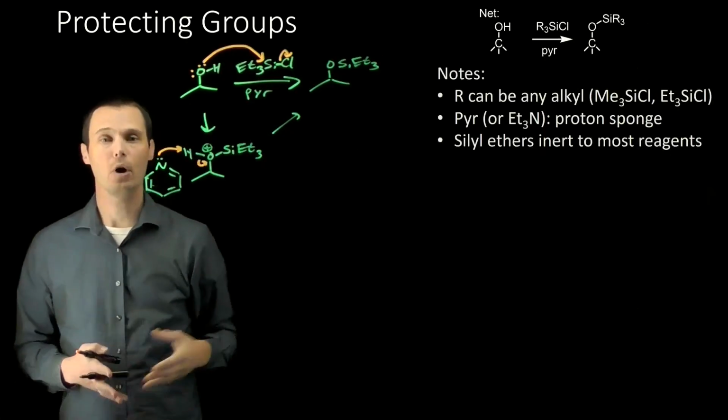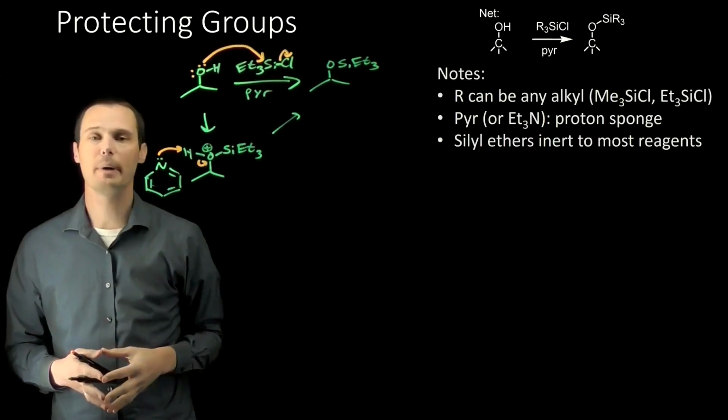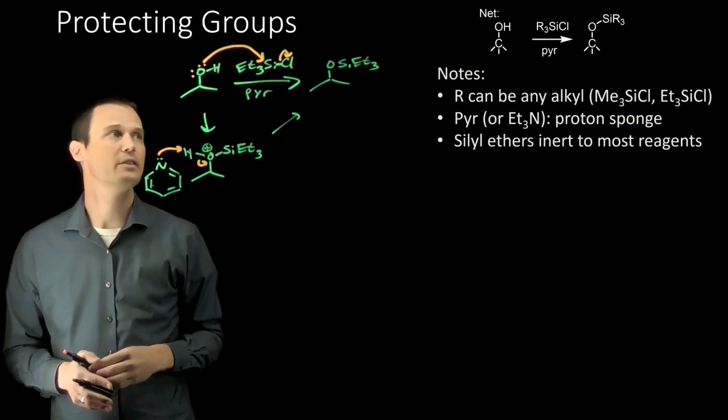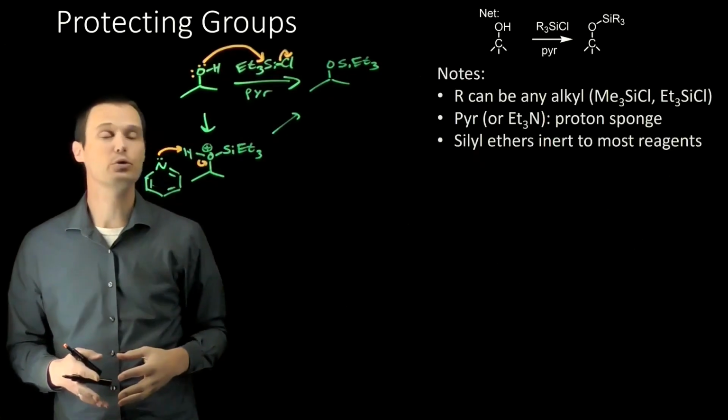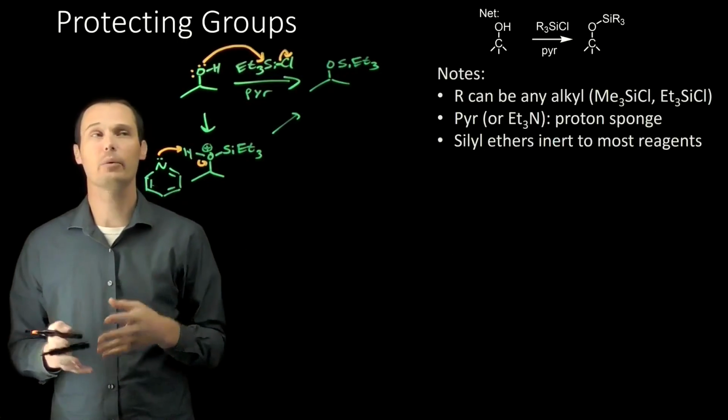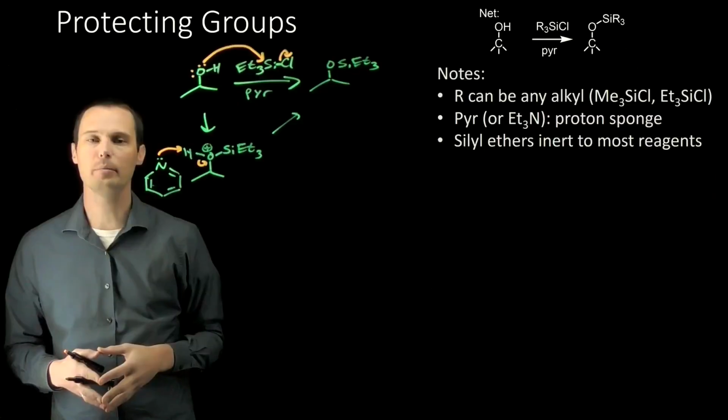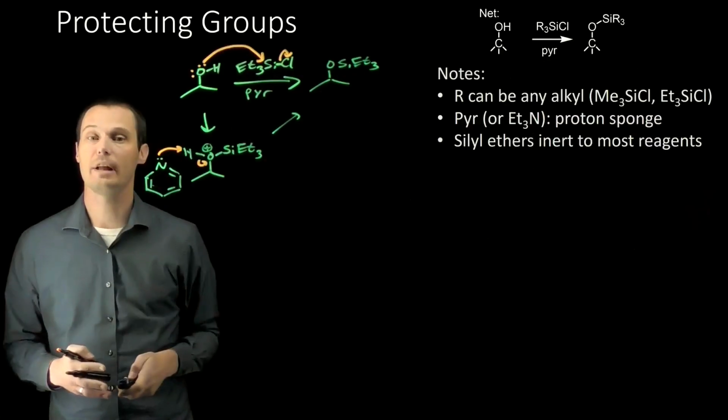This is now the protected alcohol. Notice that it does not have an OH bond anymore. It is not acidic. It does not have an acidic hydrogen. So it will be inert to bases, and so we can do things that we otherwise would not be able to do with the alcohol in place. Now that we have the protecting group in place, let's learn how to take it off.